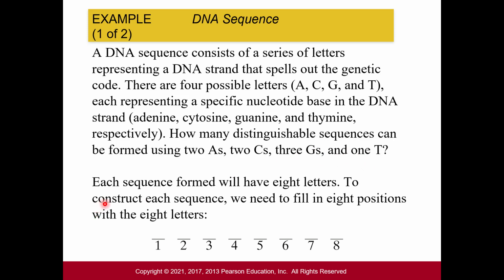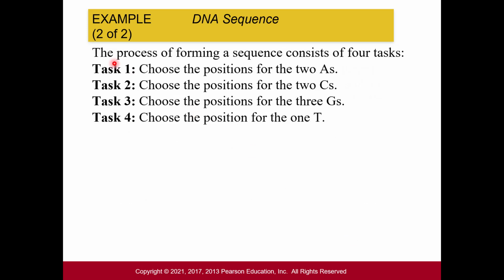Each sequence formed will have 8 letters. To construct each sequence, we need to fill in 8 positions with the 8 letters. So one way to do this is to put our 8 positions and then start to look at our options for filling it in. The process of forming a sequence consists of 4 tasks. Task 1, choose the positions for the 2 A's. Task 2, choose the positions for the 2 C's. Task 3, the positions for the 3 G's. And then task 4, the 1 T.